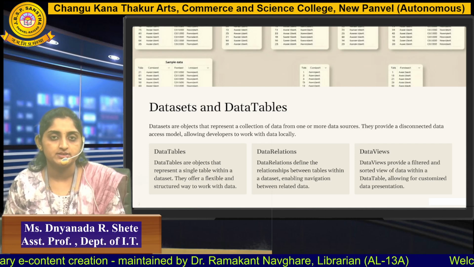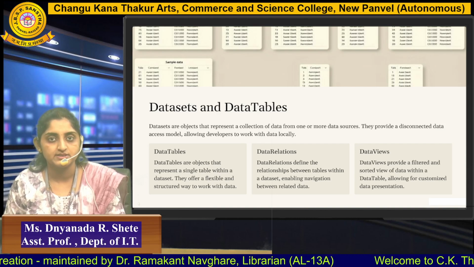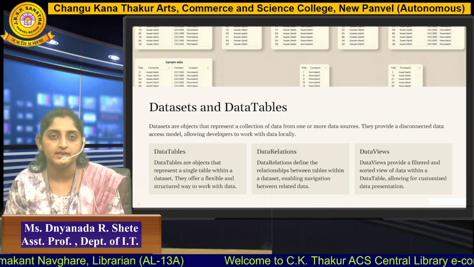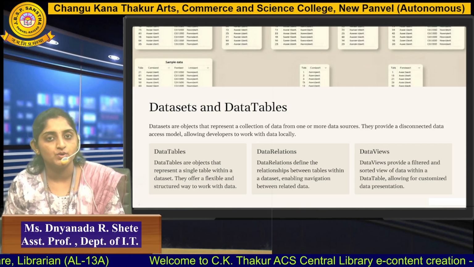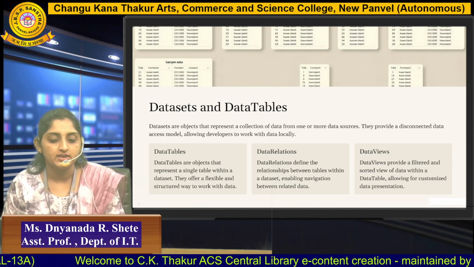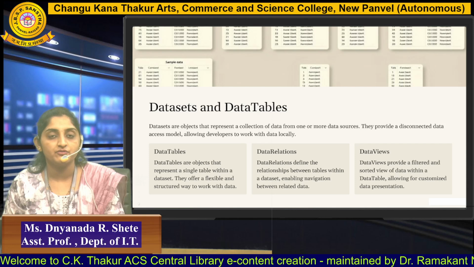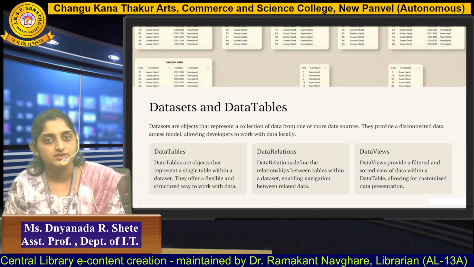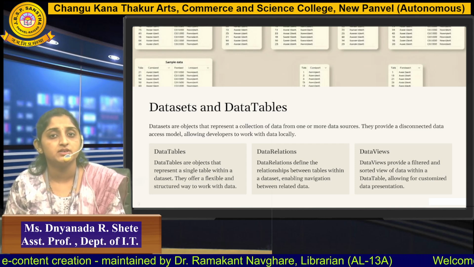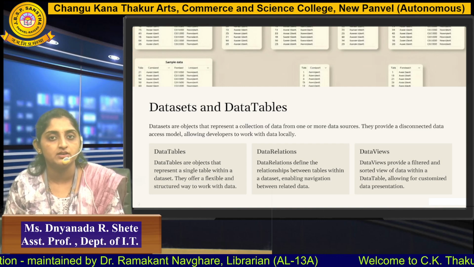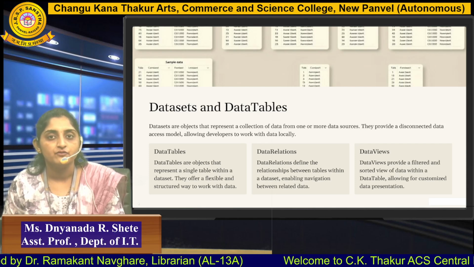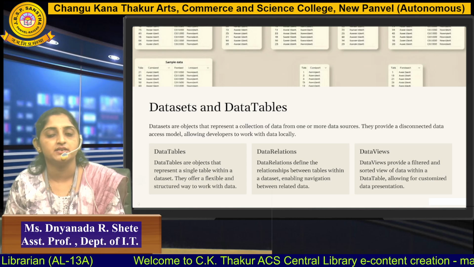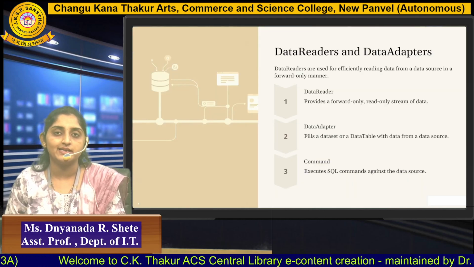In data sets and data tables, there are some points like data tables, data relations and data views. A data table is an object that represents a single table. Mostly in a data table we are providing only the single table's values, and it offers a flexible and structured way to work with the data. Data relations define the relationship between the tables within a data set, enabling navigation between related data. The next one is data views. Data views provide filtered and sorted views of the data within a data table, allowing customized data presentation.